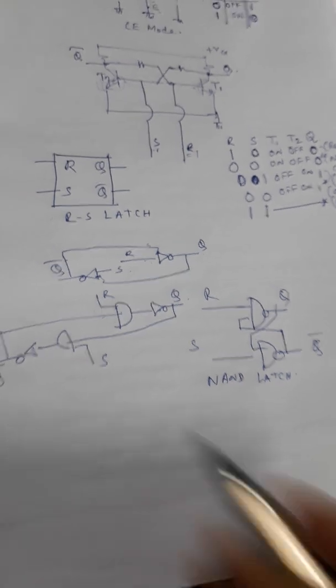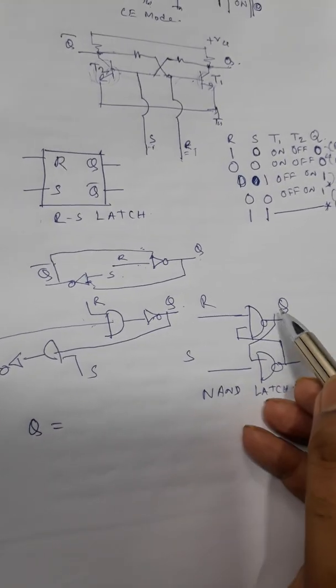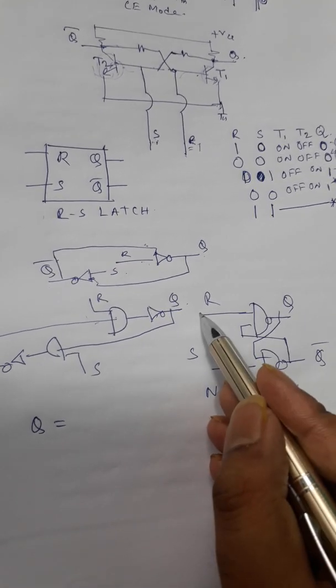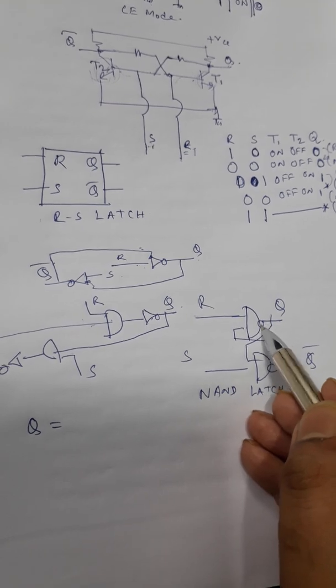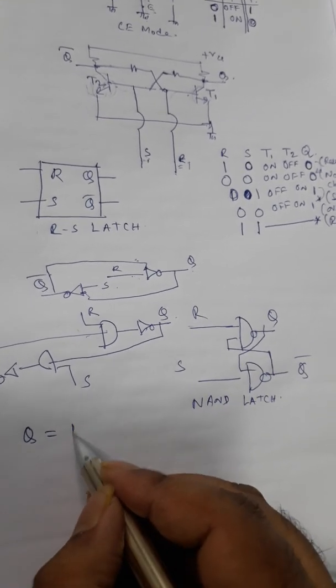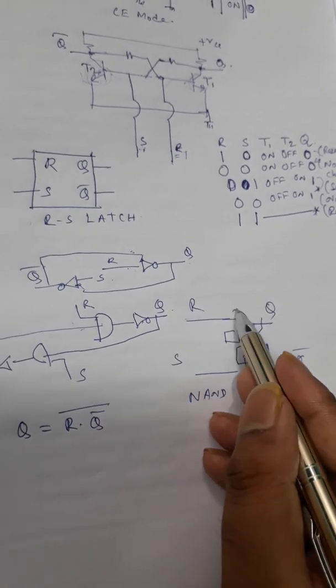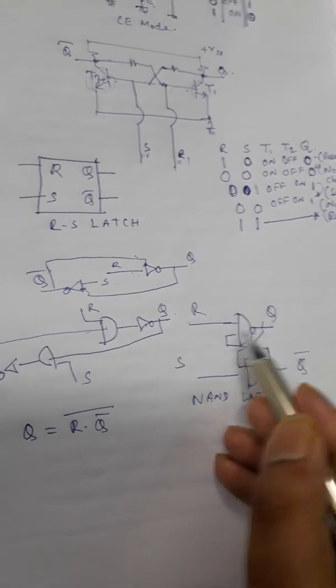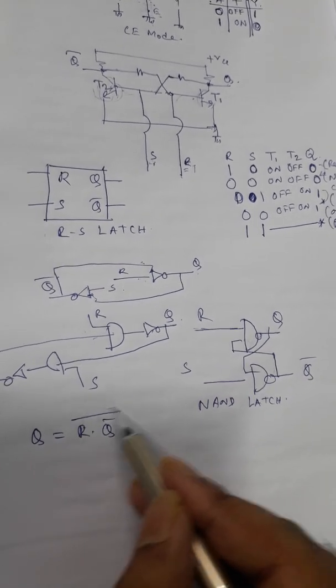Now let us go through the analysis of the NAND latch. What is Q? Q is the AND of R and Q bar and then NOT, right? So R dot Q bar, whole bar. This is AND and then NOT, so AND R and Q bar and then bar.